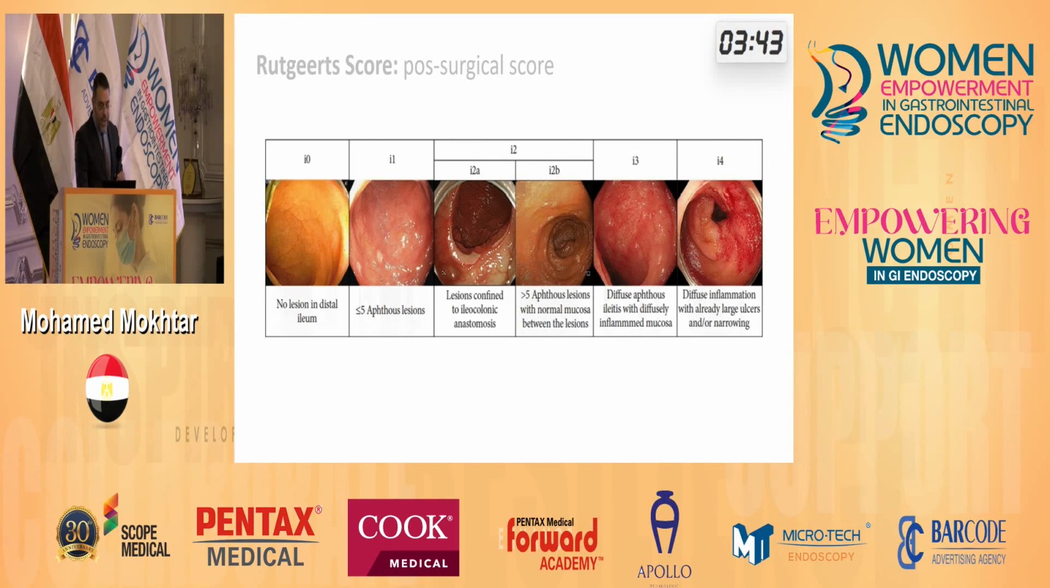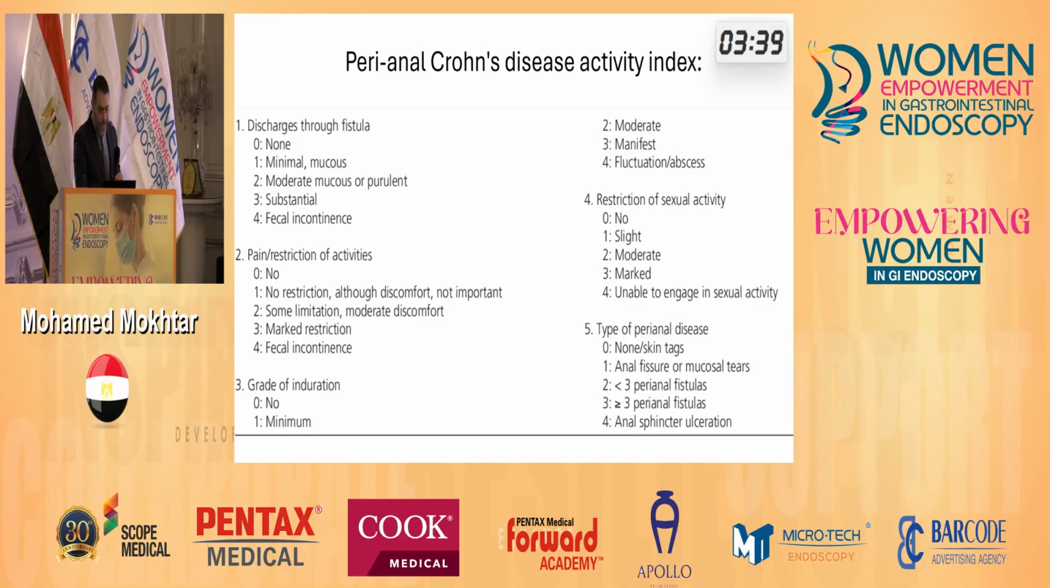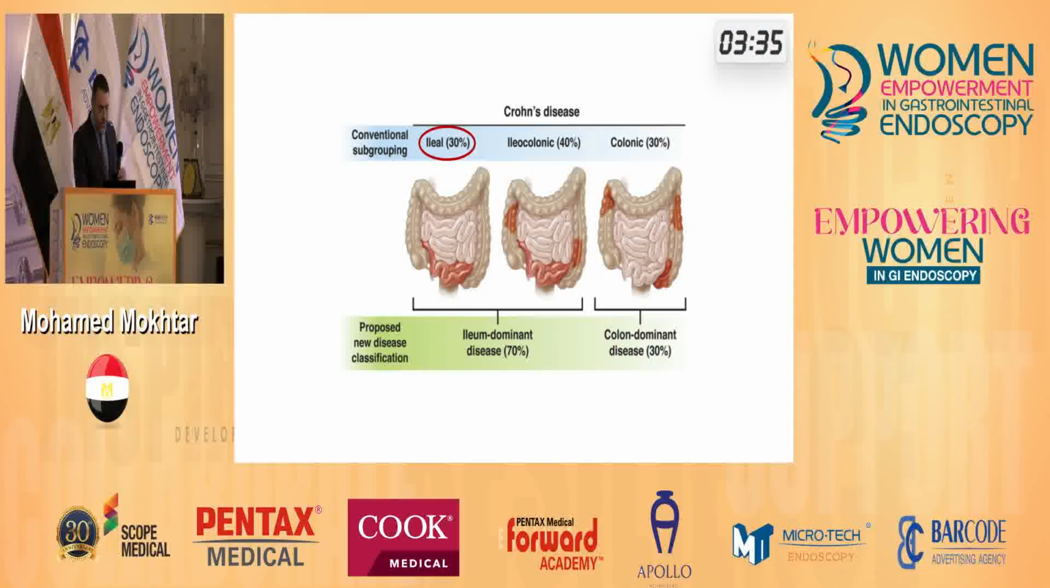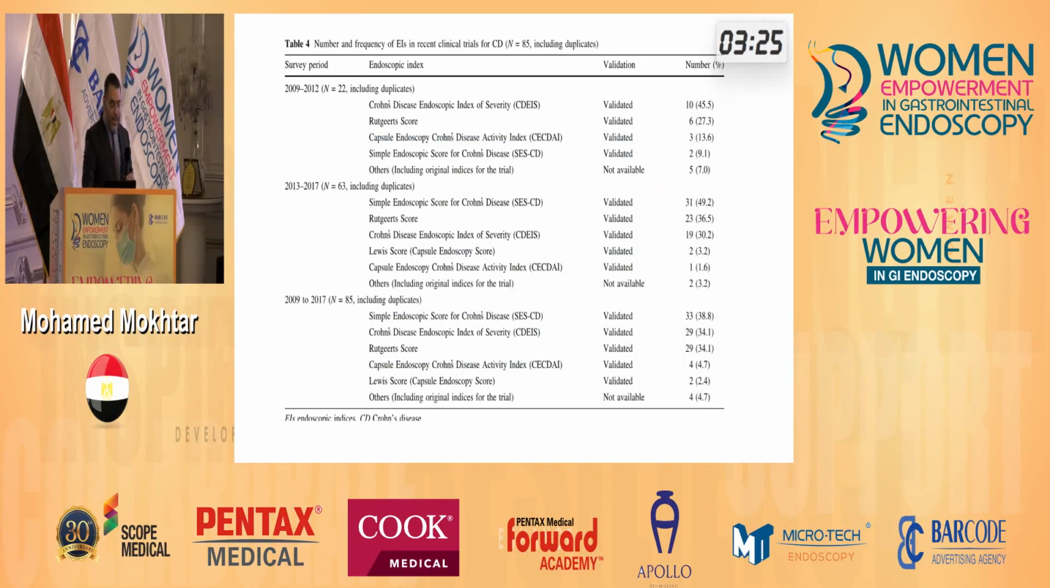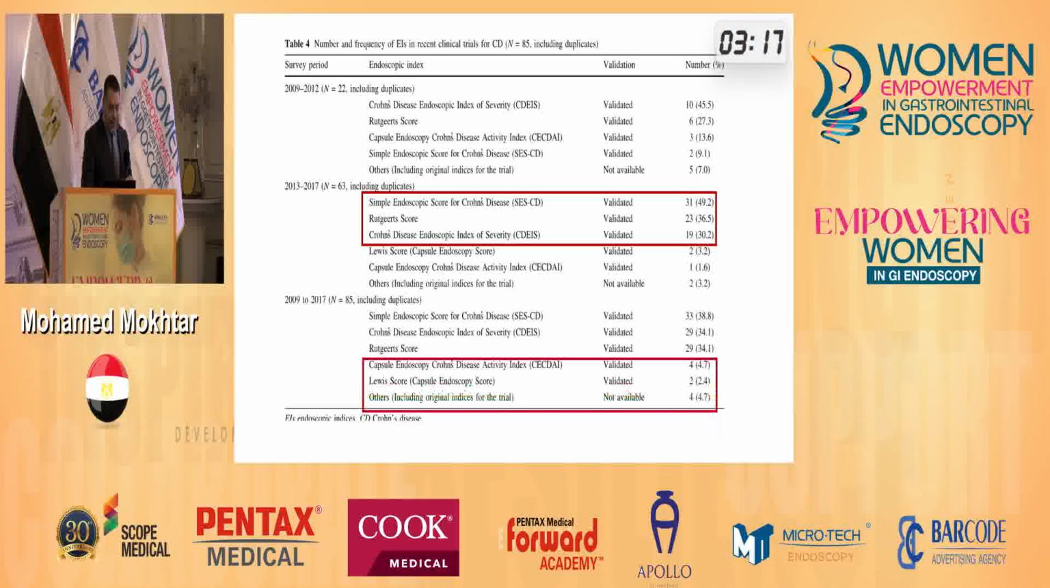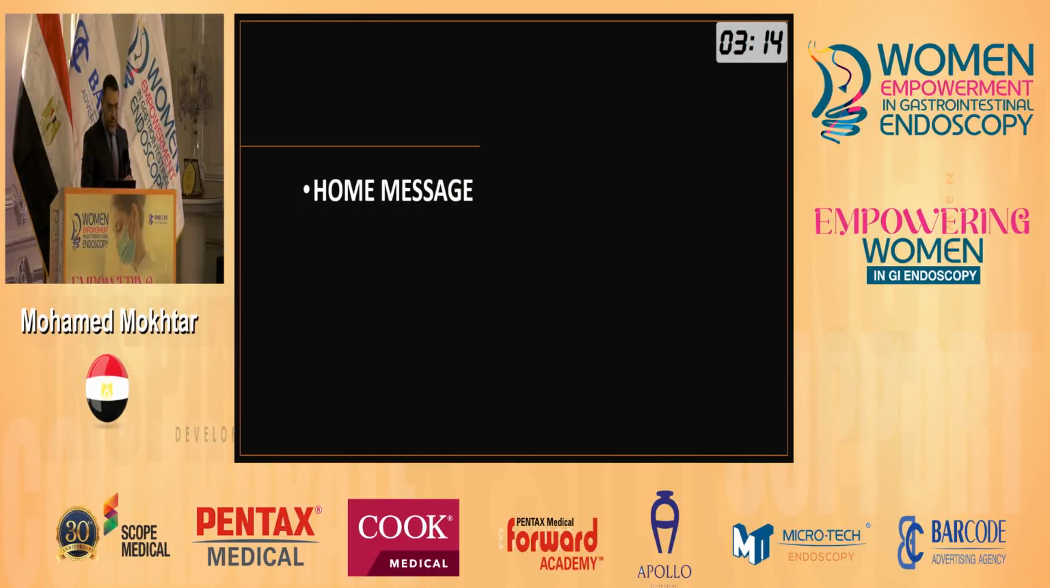The Rutgeerts score is also described for post-surgical Crohn's disease. Perianal Crohn's disease has its own endoscopic scoring, and Crohn's disease is classified according to distribution: ileal dominant and colonic dominant, and mainly and only colonic. In clinical trials, the simple endoscopic scoring system and the Rutgeerts score are the most commonly used among the clinical trials that have been used to study Crohn's disease patients.